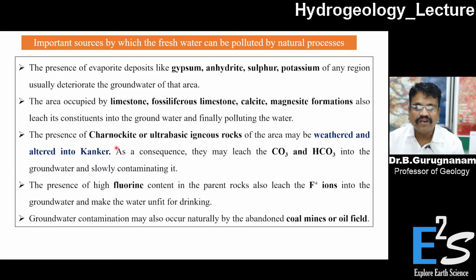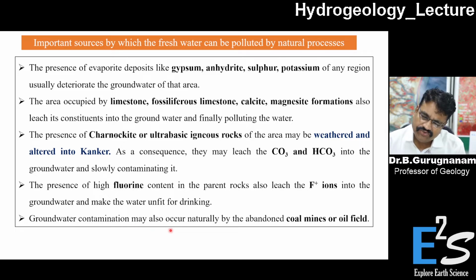The presence of charnockite and ultra-basic igneous rocks in the area may be weathered and altered because of chemical weathering. As a consequence, this may leach carbonate and bicarbonate into the groundwater and slowly contaminate the groundwater system. The fluorine content in the parent rock, like apatite, also leaches fluorine ions into the groundwater, which again makes it unfit for drinking. A lot of bone and teeth contamination occurs because of this fluoride enrichment.